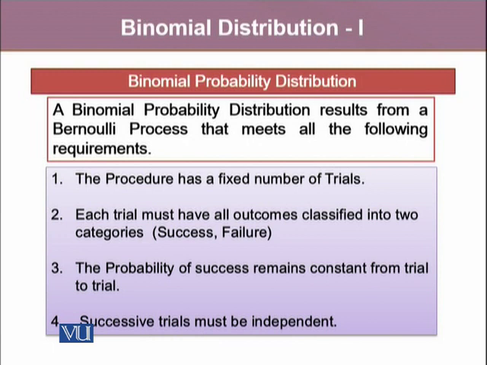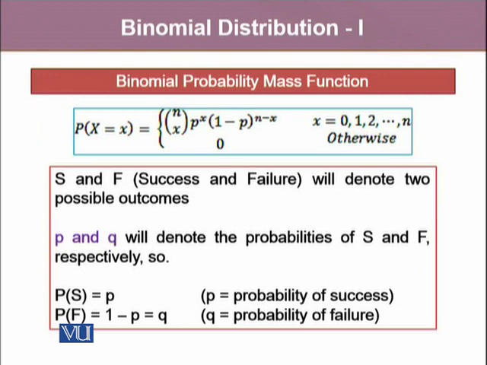Rest of the 3 conditions are the same as of the Bernoulli process, which says that there will be success or failure, which will be 2 possible outcomes. And the probability of success will remain constant from trial to trial. And lastly, it says that successive trials must be independent.